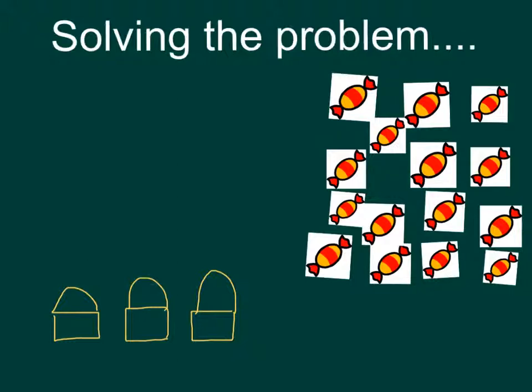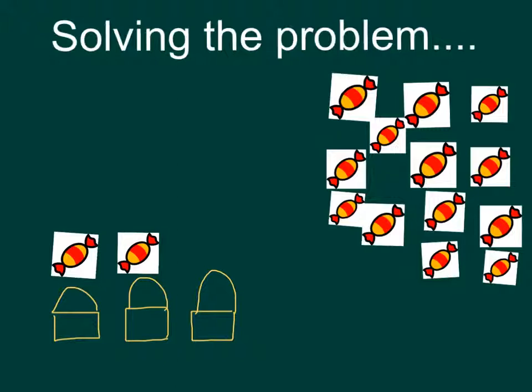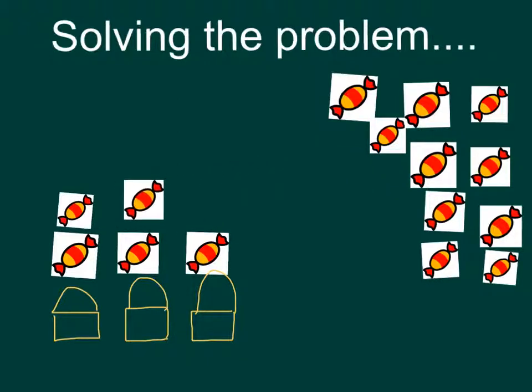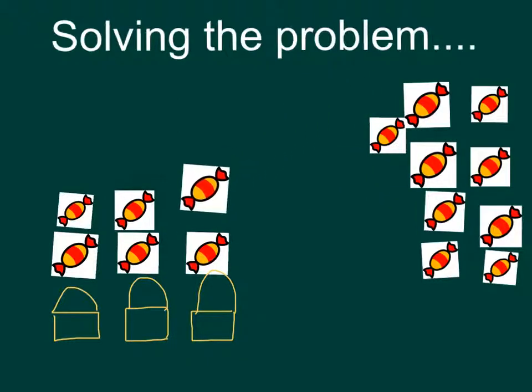Let's have a go. So, 1, 1, and 1. So they all get 1 lolly, don't they? We still got plenty left over. Let's give them another lolly each. 1 lolly, another lolly, and another lolly. So now they each have 2 lollies. But we still have so many more lollies to give away. Let's give them each another lolly.